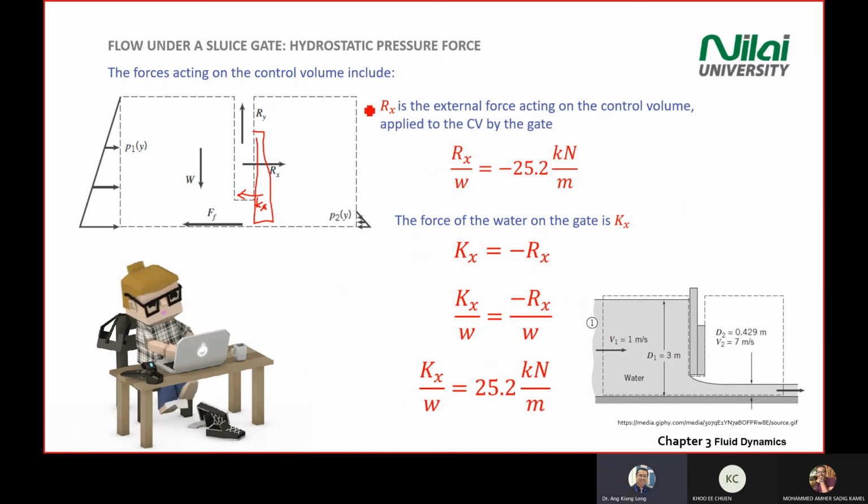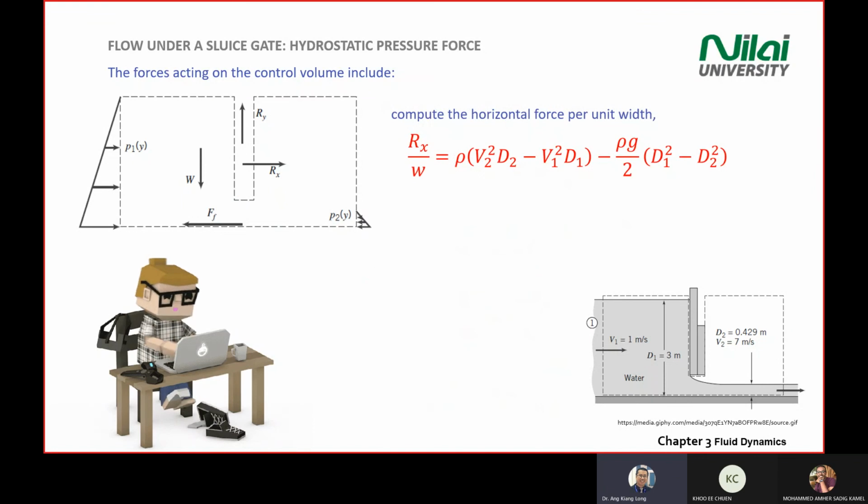So you need to differentiate what is the external force, what is the force on water, and the force on the gate. One is force on the gate, one is force on the control volume. The Rx here is built based on your control volume. So the Rx direction refers to the control volume, the external force acting on the control volume. And if you want to look at the force acting on the gate, it is the opposite direction of the Rx. So that's why you put a negative Rx here. All right, we flip the direction of 25.2. This is the first scenario.